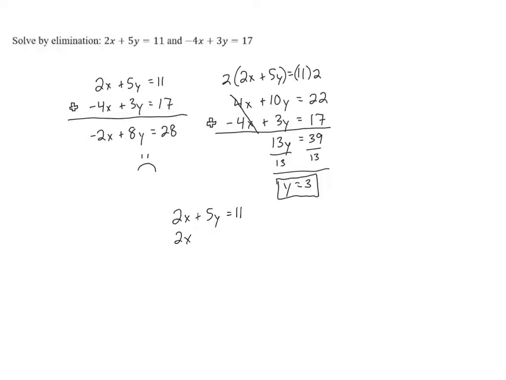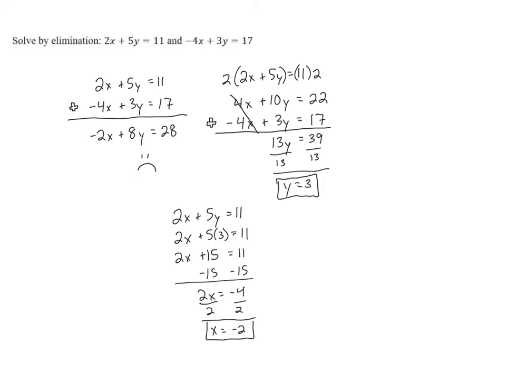We figured out that y is 3, so we're going to substitute in 3 for y in that equation. 5 times 3 is 15, so this becomes 2x plus 15 equals 11. If we subtract 15 from both sides of the equation, this gives us 2x on the left and negative 4 on the right, since 11 minus 15 is negative 4. Then to solve for x, we divide by 2, which gives us x equals negative 2. So we have our final answer: x equals negative 2 and y equals 3.